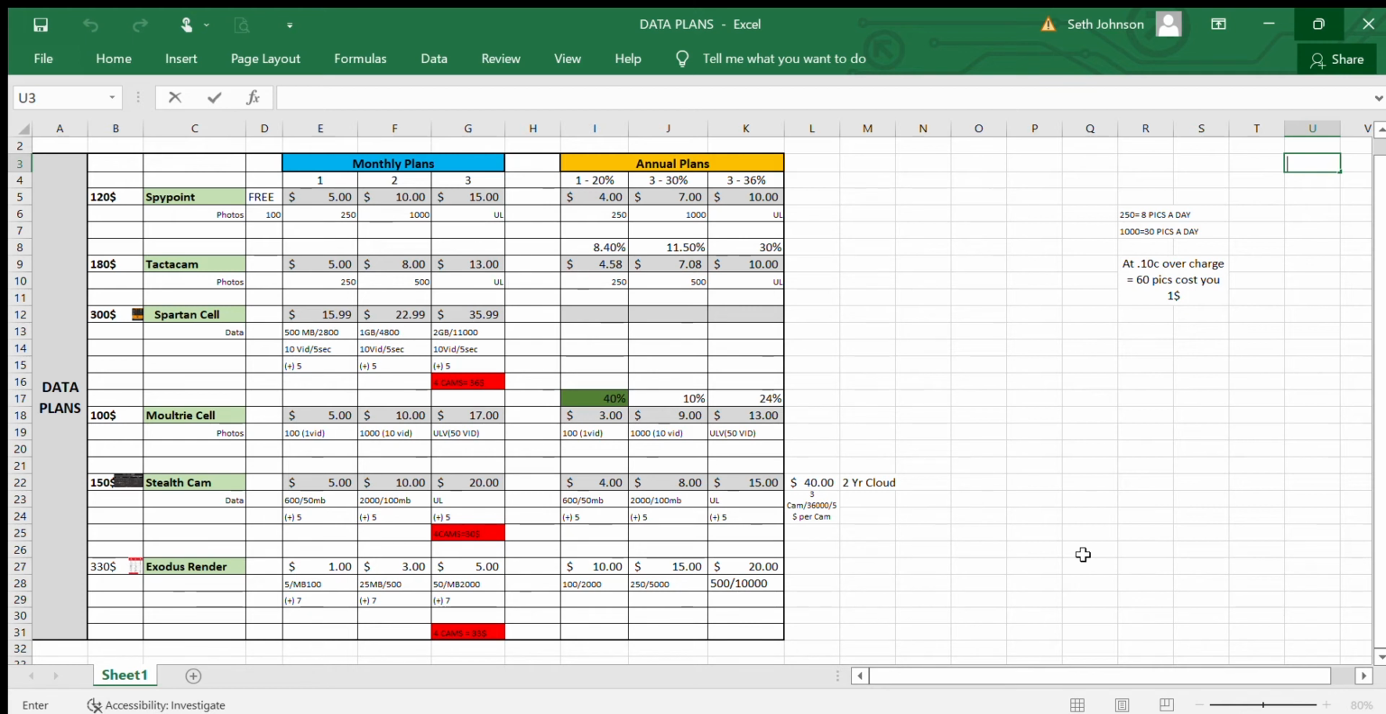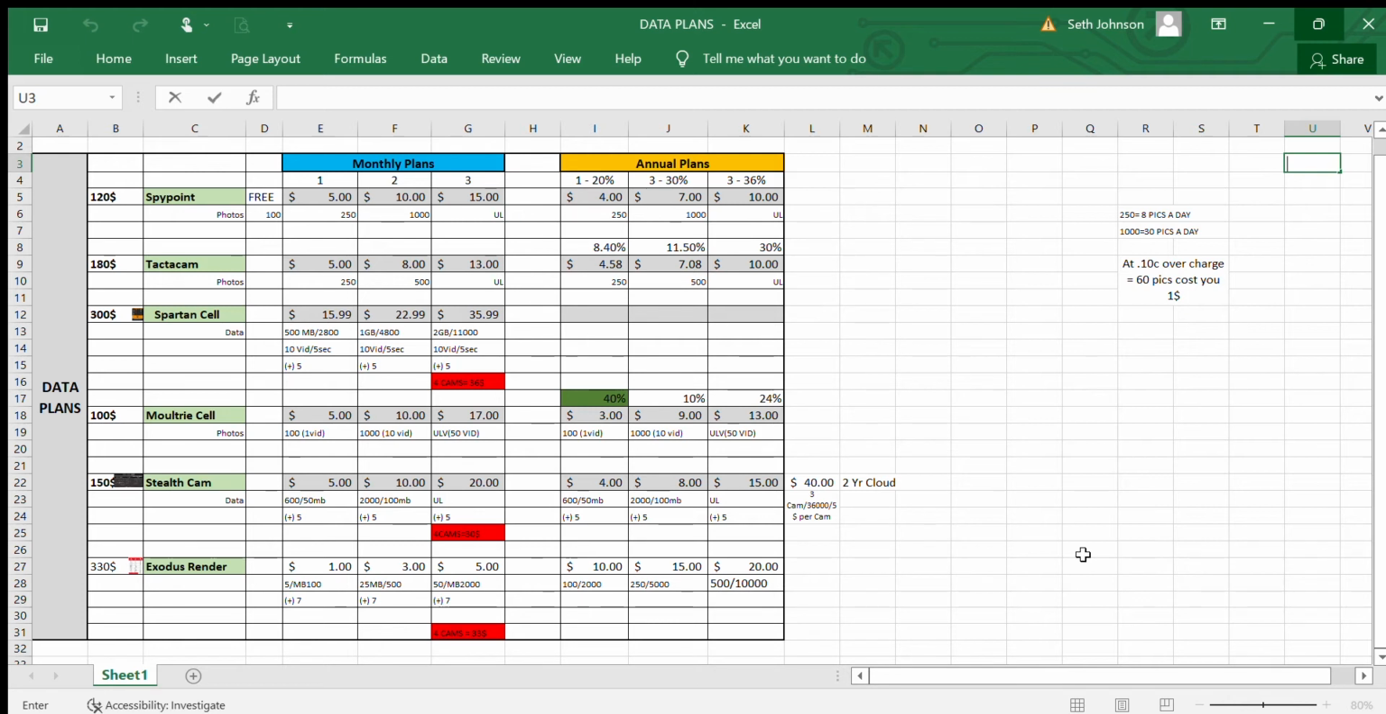Now if you pay annually, you'll save 20%. You'll only pay $4 a month. If you go with the second plan, you'll save 30%, and then about 36% on the third annual plan. So they do offer a decent amount of monthly savings as far as that goes. Customer service has been good, and I've always liked it. It's worked well for me.